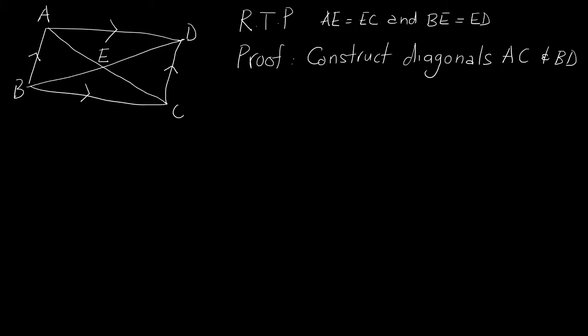So the best idea when it comes to this would be to use congruency. So let's indicate our triangles that we will be speaking of. Now we are speaking of the diagonals, so let's take the smaller triangles instead of the bigger ones. So the smaller triangle would be ABE, triangle ABE, and the opposite smaller one would be triangle CDE.